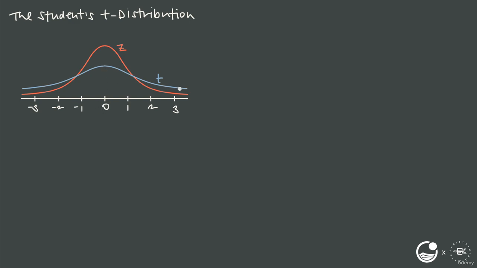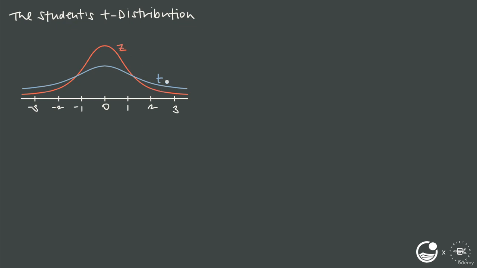But the t-distribution is flatter and wider than the standard normal distribution, which means that more of the area under the t-distribution is pushed out toward the tails, whereas more of the area in the z-distribution is collected around the mean. What that means, of course, is that the standard deviation of the t-distribution is larger than the standard deviation of the z-distribution, or the standard normal distribution.